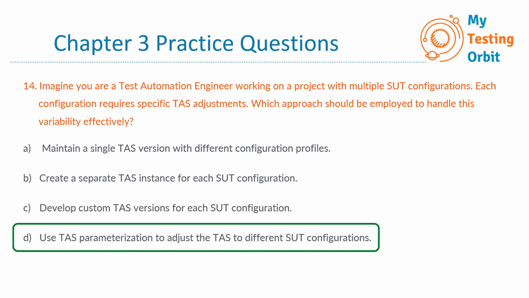Okay, let's have a look at the other incorrect options. Option A, maintain a single TAS version with different configuration profiles. This option is incorrect because it suggests maintaining different profiles within a single TAS version, but it doesn't provide the same level of adaptability as parameterization. Option B, create a separate TAS instance for each SUT configuration. This one is also incorrect because creating separate TAS instances for each configuration can lead to complexity and maintenance challenges, especially if there are many configurations.